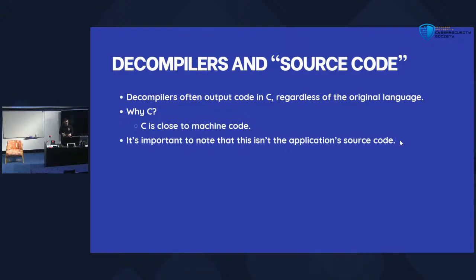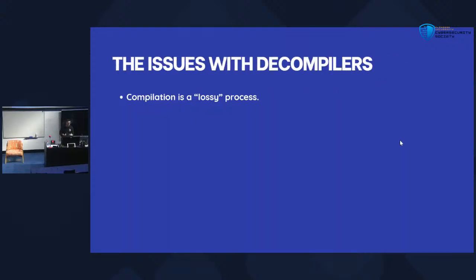And it's important to note, though, this is not the application source code. The source code that our decompiler gives us is an approximation. We don't even know if the original code was written in C, but our decompiler will give us C. And there are issues with this. So compilation is a lossy process. We lose data by compiling our code. We lose variable names, and we also lose data types.